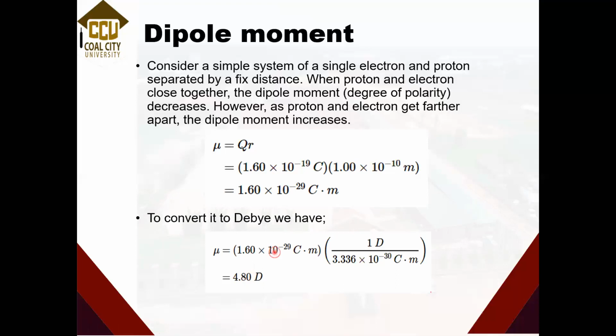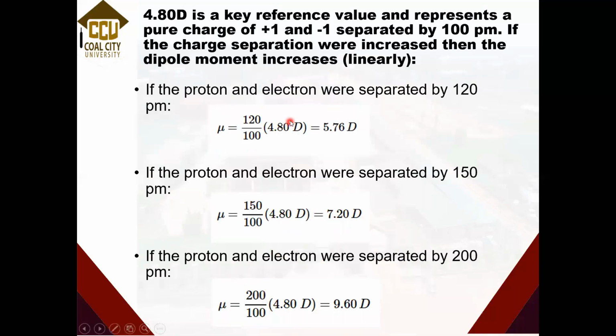So using that 4.80 debye as a key reference value, it represents a pure charge of +1 and -1 separated by 100 picometers or 1 Angstrom. 100 picometers is the same thing as 1 times 10 raised to the power minus 10 meters, and 1 Angstrom is the same thing as 1 times 10 raised to the power minus 10 meters. So don't get it twisted. Pico means 10 raised to the power minus 12, so by the time I put the 100, it becomes 10 raised to the power minus 10. If the charge separation were increased, then the dipole moment also increases linearly.